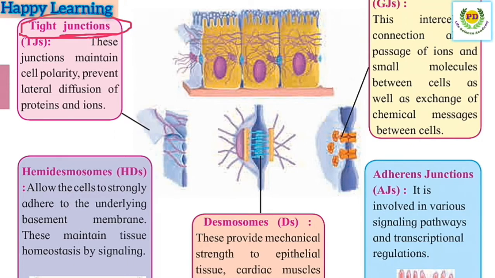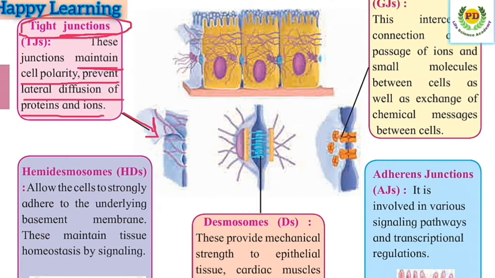They are very close to each other without any space. This is the tight junction. Now this junction maintains the cell polarity and prevents the lateral diffusion of protein and ions. It maintains the cell polarity.